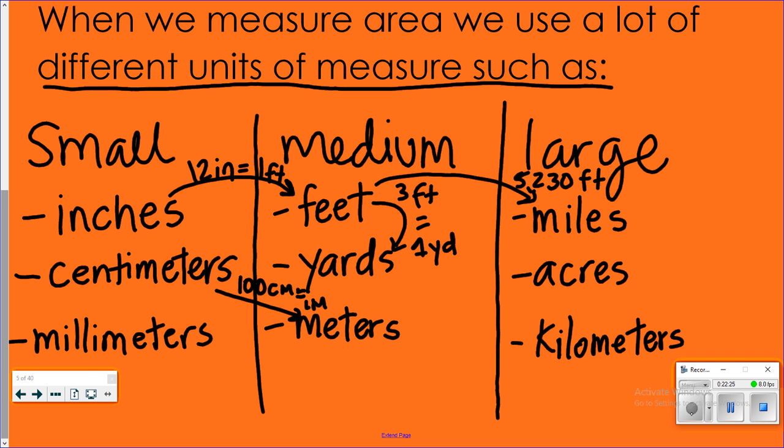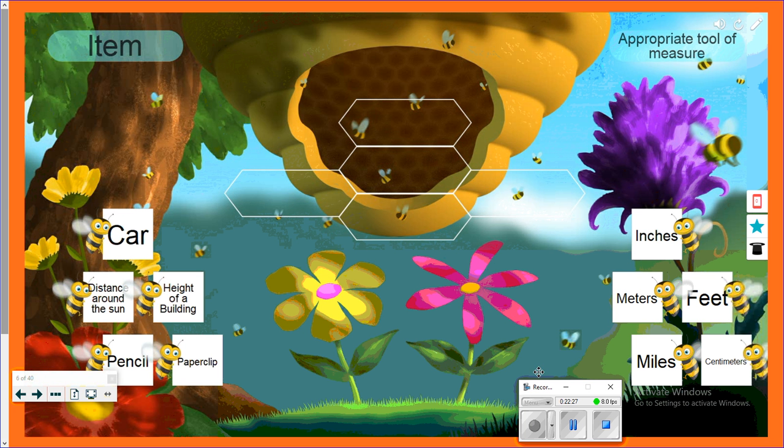All right, so what we're going to do is I'm going to call up a friend. I'm going to pick an object. I'm going to drag it to the yellow flower. My friend, whoever gets picked, is going to figure out what might be the appropriate unit of measure to measure that thing. The things that we have are all on the left. We have a car, the distance around the sun, height of a building, a pencil, a paper clip.